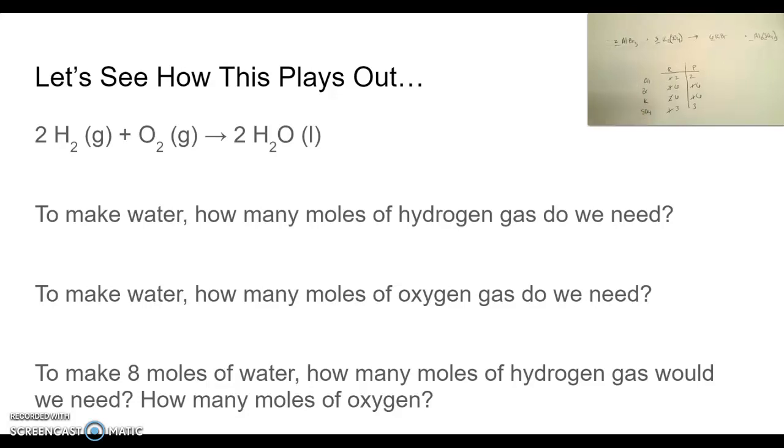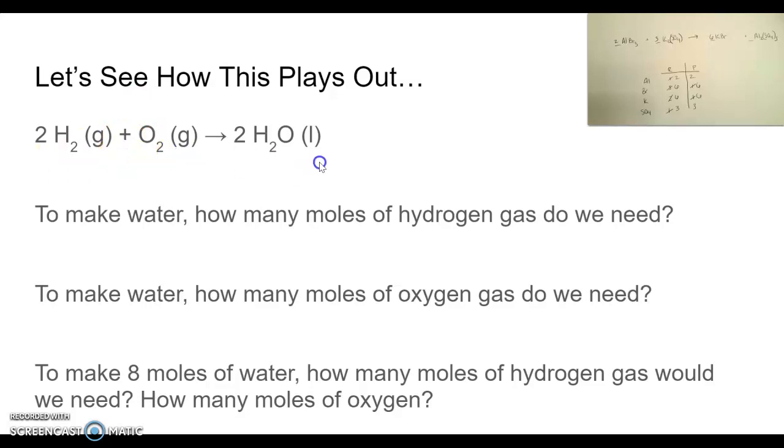And so if we have 2 moles of hydrogen gas, and 1 mole of oxygen gas, that'll make 2 moles of water. So to make water, we need 2 moles of hydrogen. We need twice as many hydrogen molecules as oxygen molecules. So kind of looking at it, we can start to sort of play around with this molar ratio thing. If I want to make 8 moles of water, if I want this to be 8, I'm going to need 8 moles of hydrogen, but I'm only going to need 4 moles of oxygen.